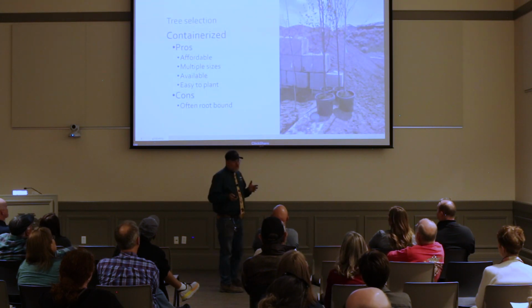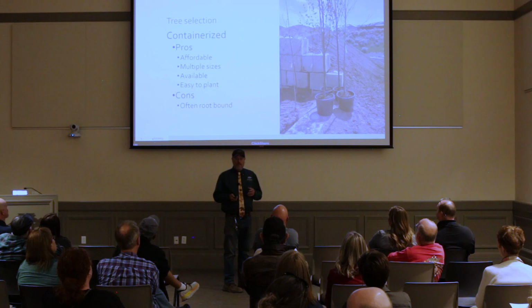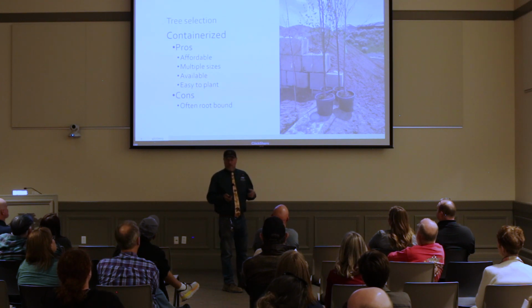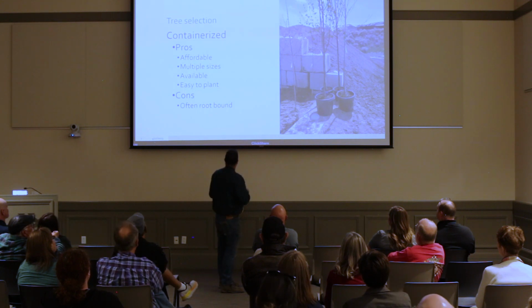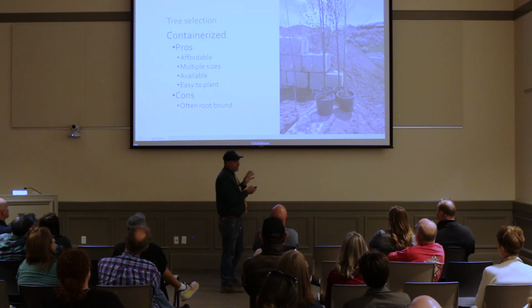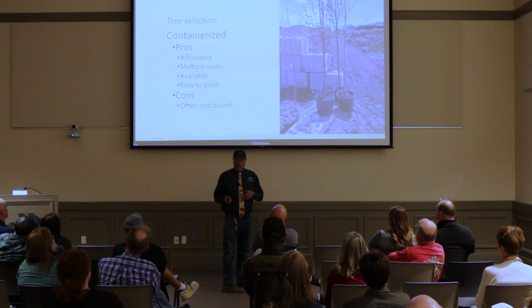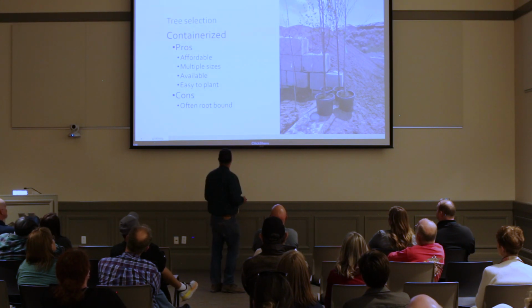There's a variety of different ways that you can purchase trees. You can buy containerized trees, which is probably mostly what you're going to see. They come in these little black pots. The pros are they're pretty easy to plant, pretty readily available, and fairly affordable. The cons are they can become easily root bound.